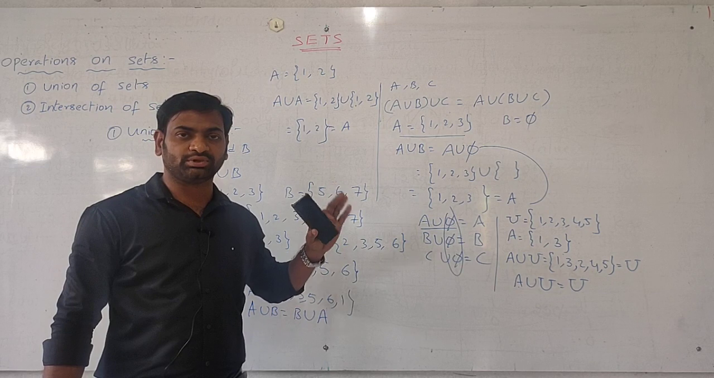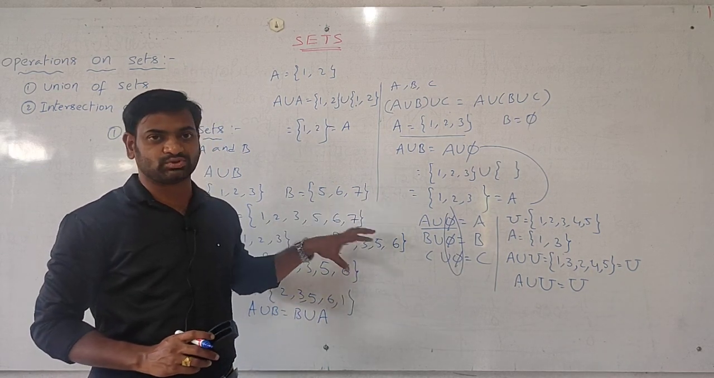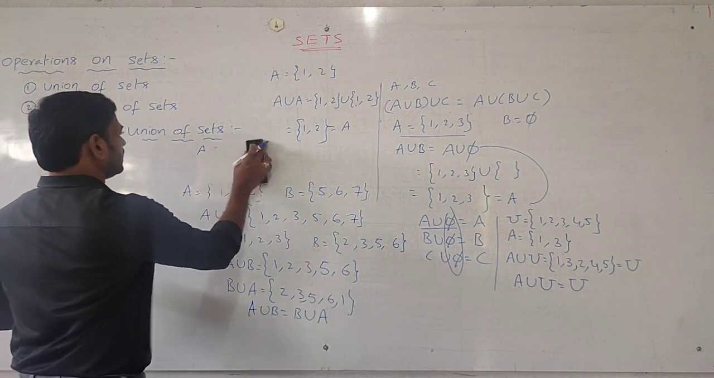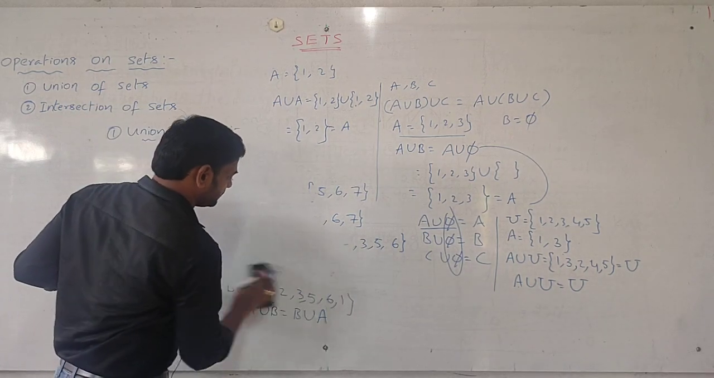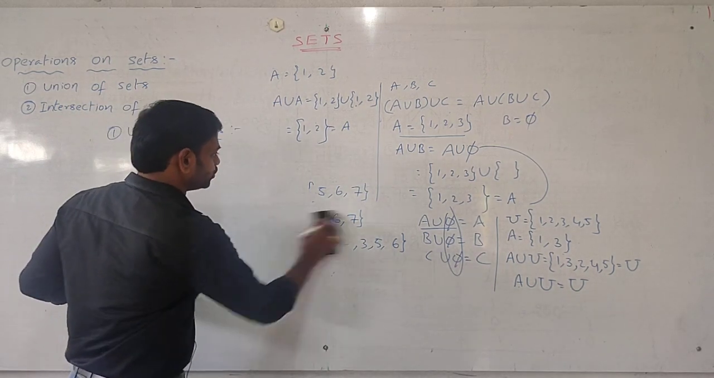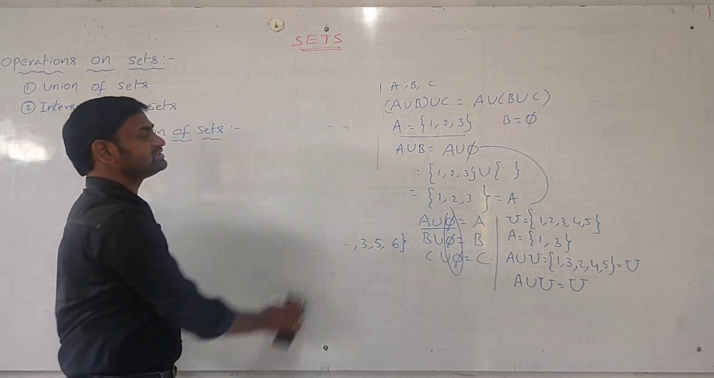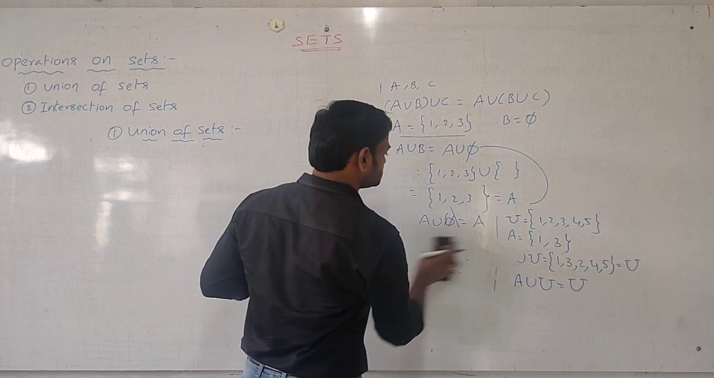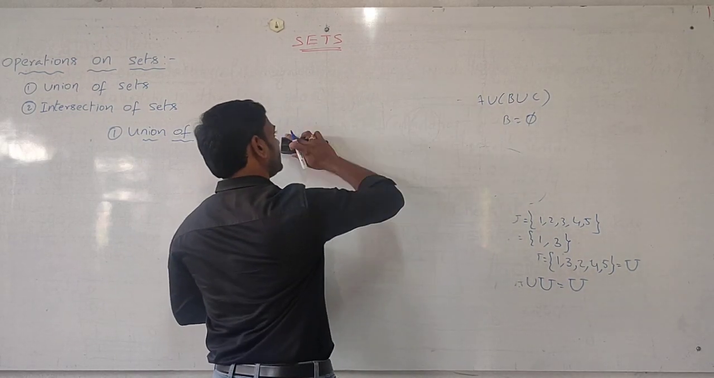These all are properties. For the properties, I gave the examples. Now see here. In this one, I already gave the definition. What is the definition? A and B are two sets. The union of A and B is another set C, which contains all the elements of A and B.